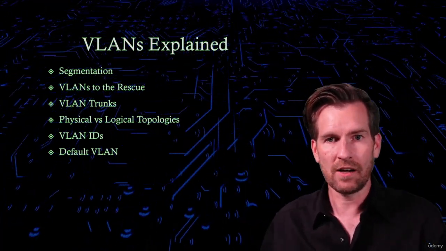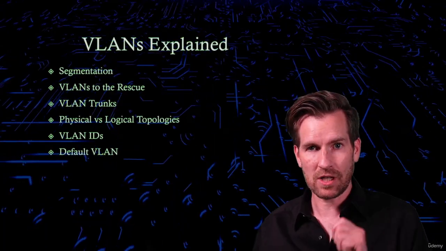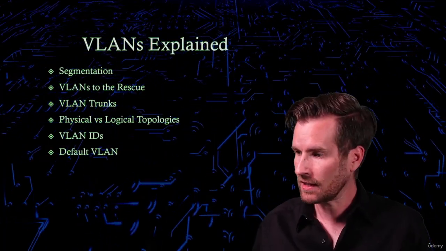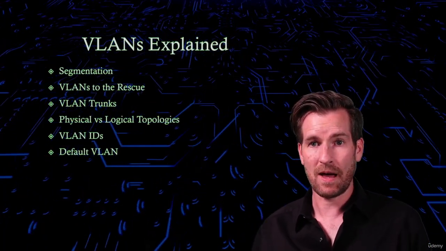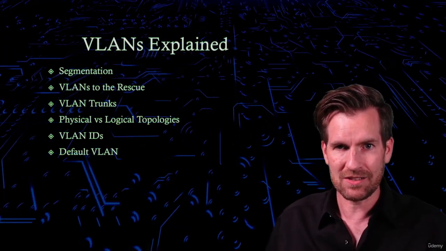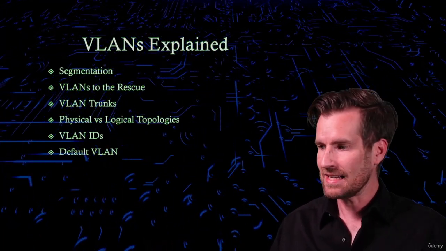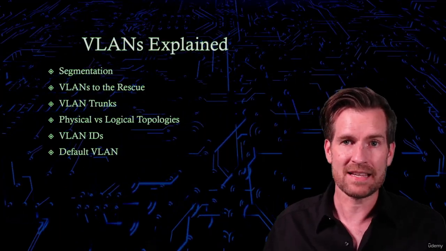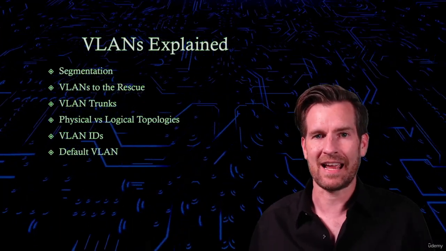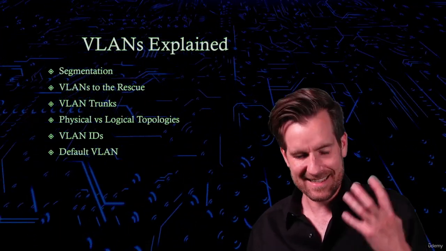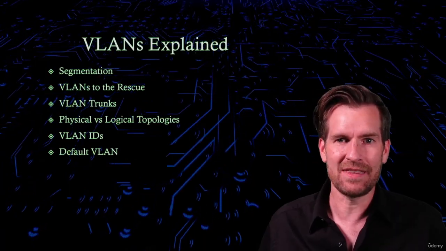We'll also later on talk more in depth about VLAN trunks, but we just did an introduction to VLAN trunks. We talked about physical and logical topologies and how those can look different. We talked about VLAN IDs, and we've wrapped things up talking about the default VLAN. So let's get into this. Let's start programming these VLANs on these switches.